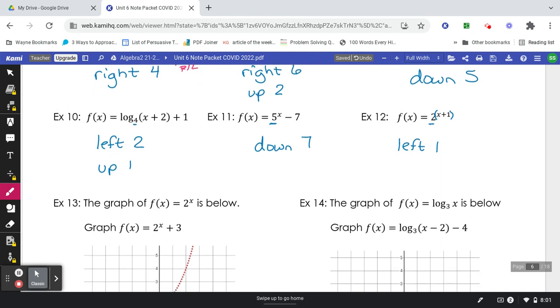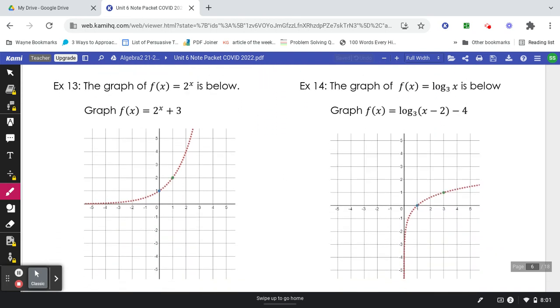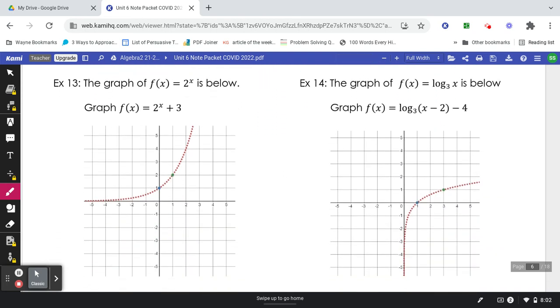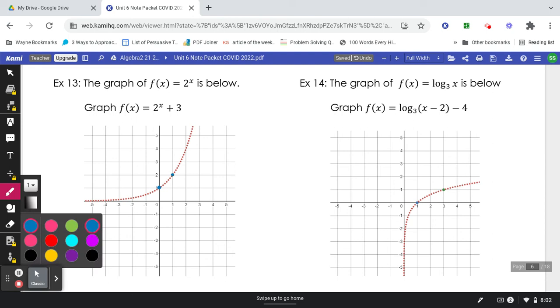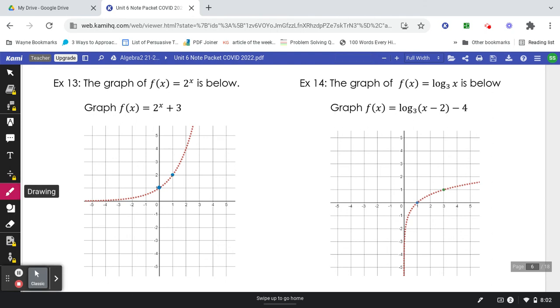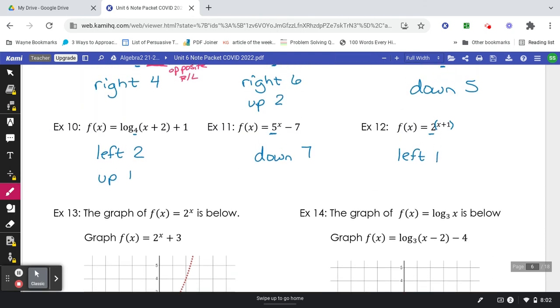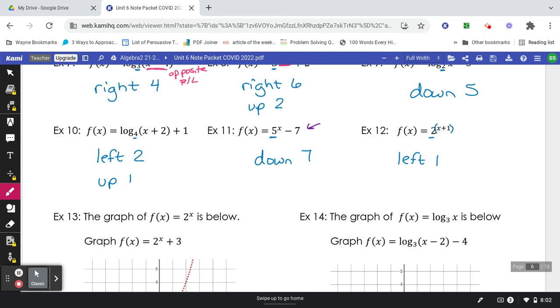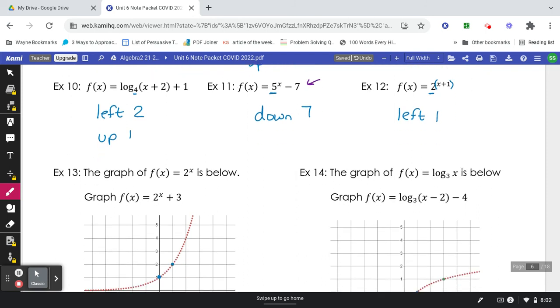Okay, now let's put everything together. Example 13, they went ahead and graphed the original graph for you. So notice this, the graph of f of x equals 2 to the x power is below. They've plotted the point 0, 1 and then the point 1, 2 for us. And we want to graph 2 to the x plus 3. So we've got to first decide what's happening with that 3. That 3 right there, it's very similar to this 7 right here. It's up all the way at the end of the problem. Plus 3 is going to mean we go up 3.